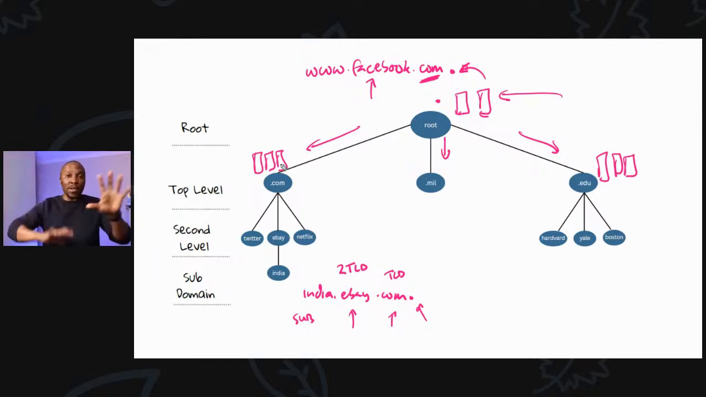So that's just the structure of DNS. So what records do we find with DNS?